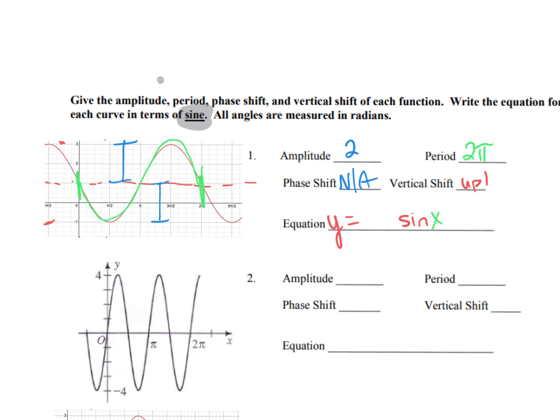The amplitude tells us we need a 2 out front, and the up 1 tells us we need this +1. We need something else though. What's missing? Negative. Yes. Who picked up on that? There you go, Landon. Did you notice that this was starting at midline and going low and then high? So you need that negative sign in there also.